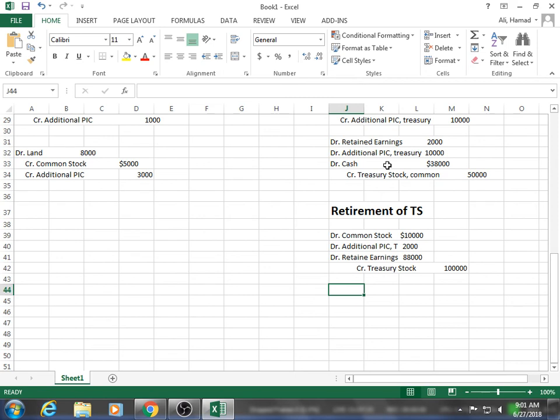So the declaration date is December 21st. The date of record is December 31st, and the payment date is January 11th. All right? On the declaration date, we do a journal entry. On the date of record, we don't do a journal entry. On the payment date, we do a journal entry. So let's do those journal entries.